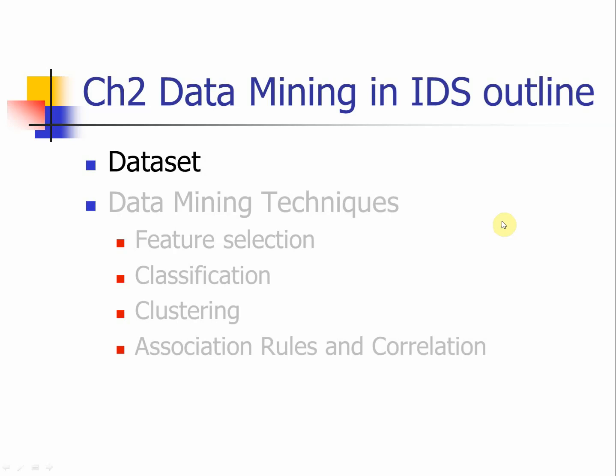Chapter 2 of this cybersecurity dissertation proposal mainly talks about two things. The first one is the data set that's going to be used in this proposal. The second thing is the data mining techniques that are going to be applied or related to the research.